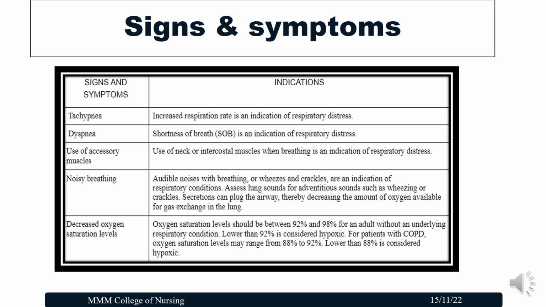And decreased oxygen saturation level is another sign and symptom, where the oxygen saturation will be less than 92%, or between 92 to 98%. For patients with COPD, we should always maintain the oxygen saturation at a level of 88 to 92%. Lower than 88% is considered hypoxic.